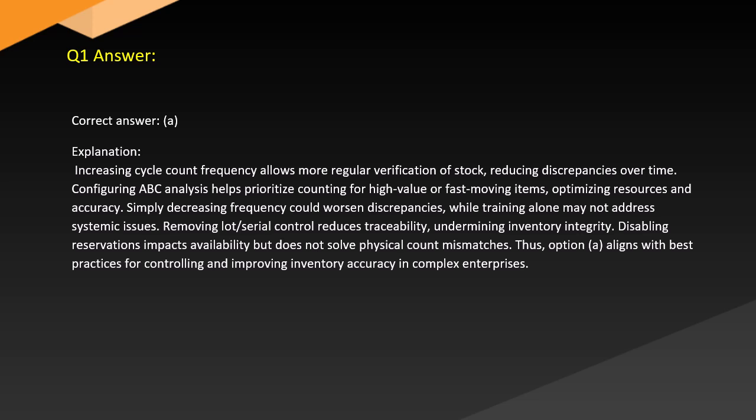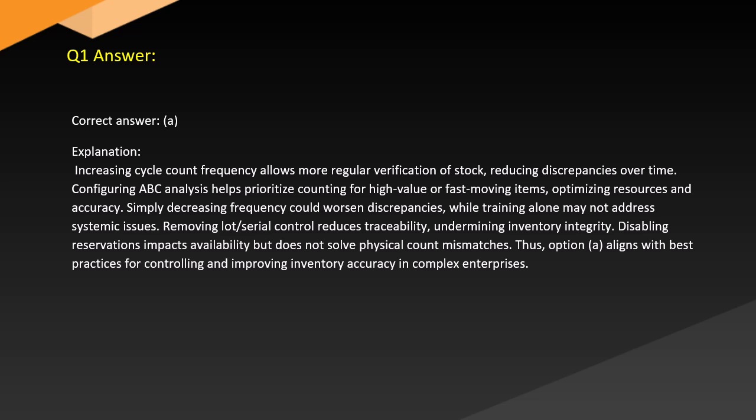Answer. Correct answer: A. Explanation. Increasing cycle count frequency allows more regular verification of stock, reducing discrepancies over time. Configuring ABC analysis helps prioritize counting for high-value or fast-moving items, optimizing resources and accuracy. Simply decreasing frequency could worsen discrepancies, while training alone may not address systemic issues.